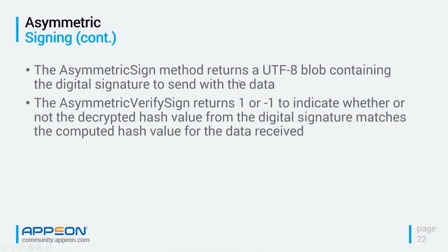So once again, you'll get a UTF-8 encoded blob from the asymmetric sign. You're going to send that to the person who's going to be receiving the data. They run the verify sign. The verify sign just gives us a -1 or a 1, indicating whether or not the data was received correctly and the identity of the transmitter was verified.